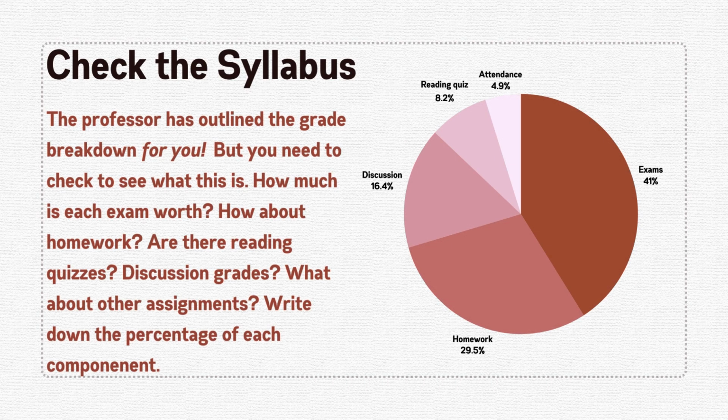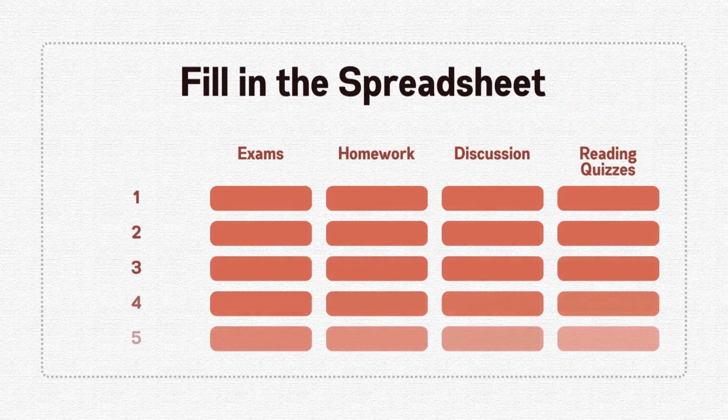So the first thing to do is check the syllabus. The professor has outlined the grade breakdown for you, which you probably know, but you need to check to see what this is if you're not quite sure. So how much is each exam worth? And maybe some exams are dropped. Like oftentimes the professor will drop the lowest exam, or the lowest exam grade will be worth a little bit less than the other ones. And look at how much homework is worth. Are there reading quizzes, discussion grades, any other assignments? So write down just somewhere the percentage of each component. And then you're going to put that in the spreadsheet.